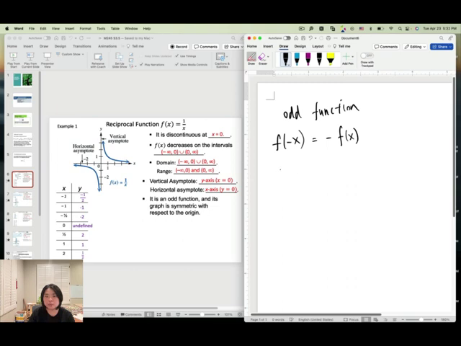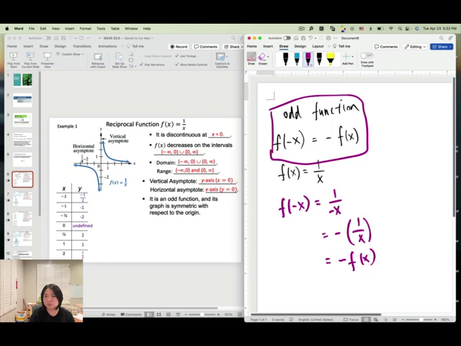For this example, let's try. We have the function f of x equals 1 over x. Now, let's plug in the negative. That will become like this. All right, and then I can take the negative out here, and 1 over x becomes f of x. So I do have a negative f of x. So I fulfill this requirement: f of negative x equals negative f of x. When you have an odd function, then the graph is symmetric with respect to the origin.